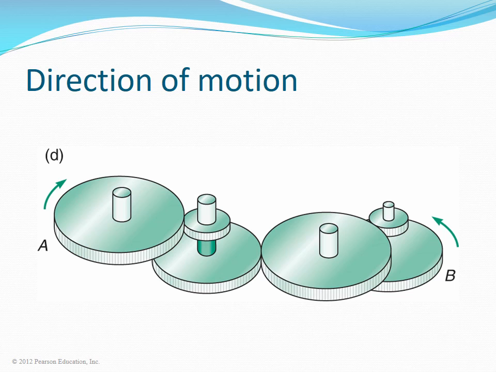There are 4 shafts in this gear train. Gears A and B must rotate in opposite directions.